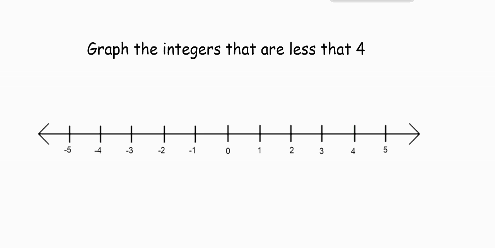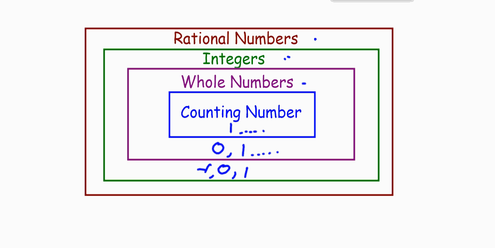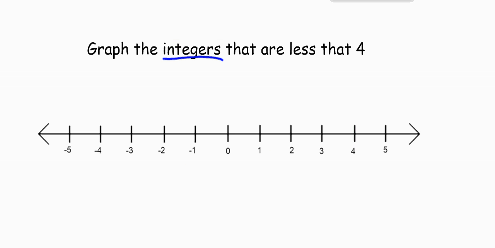Now, we're dealing with integers. If we look back at our graph right here, integers, of course, are all positive and negative numbers, but they don't include rational numbers. That means there's no fractions, there's no decimal parts to these numbers. So in that case, if we were to graph this, it says less than 4. All right. So in this case, we're looking at this idea. We're not actually including the number 4.